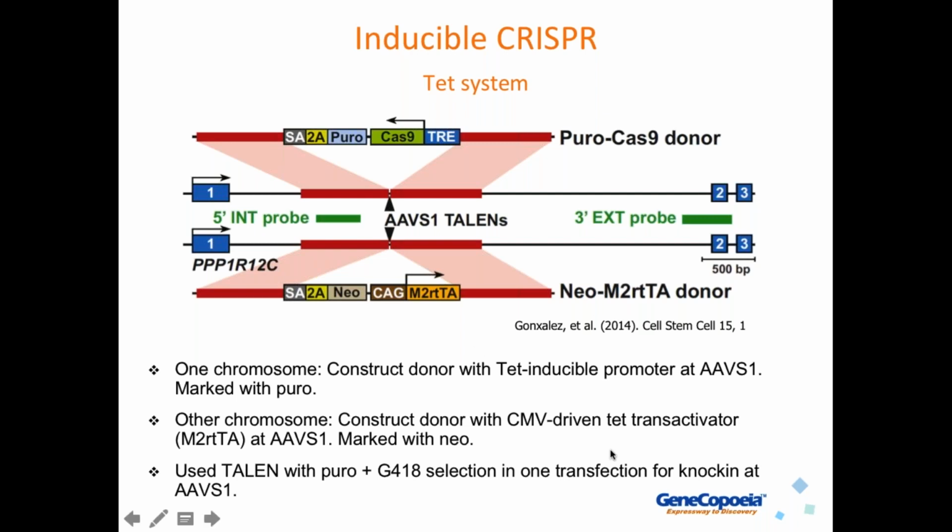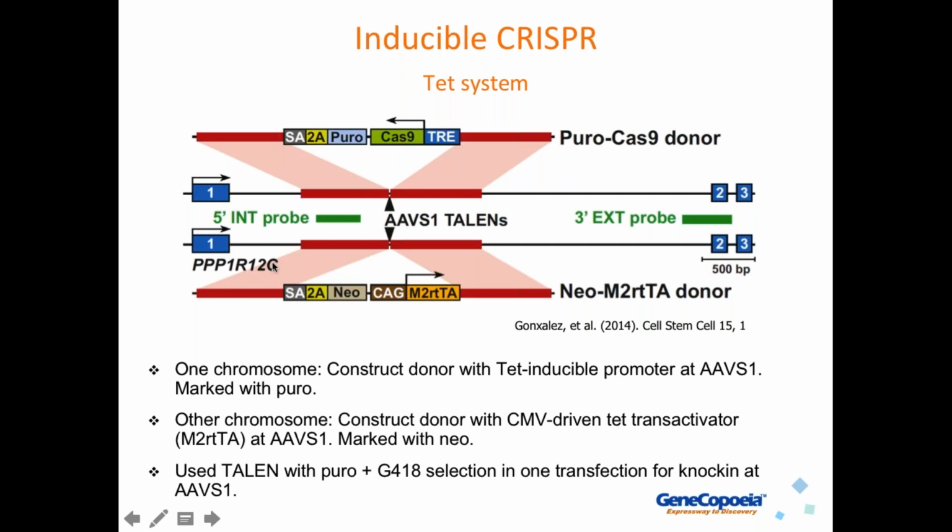phenotype. The first group to show this was in a paper by Gonzalez et al. a few years ago, where they created a Tet inducible system. The Tet system uses a Tet responsive element adapted from bacteriophage that allows you to make a Cas9 nuclease gene that's inducible by doxycycline treatment.